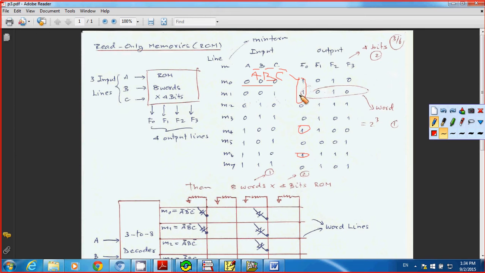The same thing as M1. You also have F0 as the output to be 1. You need to add these guys together. So you have what? A, B, and C, right?